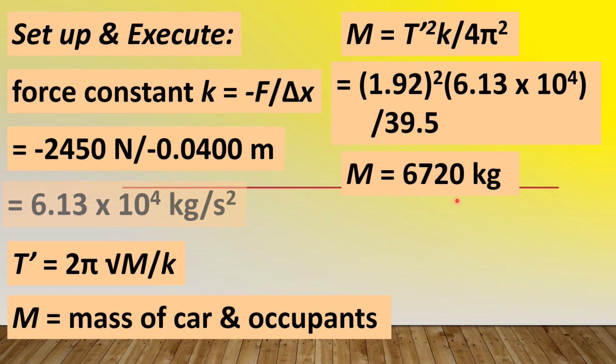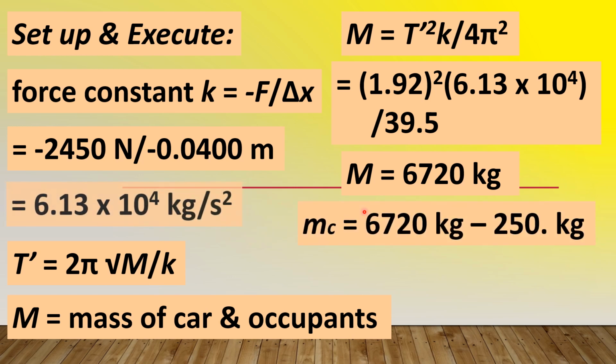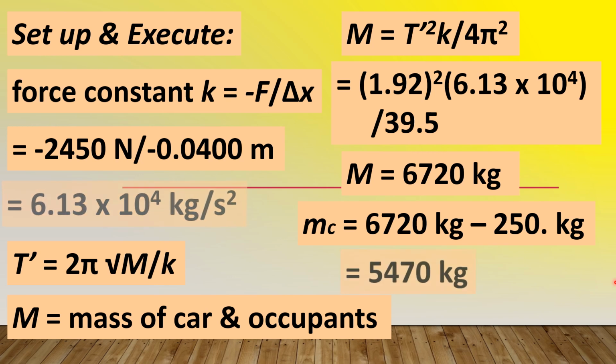So with this as the total mass, we can find the mass of the empty car. That's just the difference between the total mass capital M and the mass of the four occupants, or 6,720 kilogram minus 250 kilogram. And we will get the mass of the car equal to 5,470 kilogram in three significant figures.